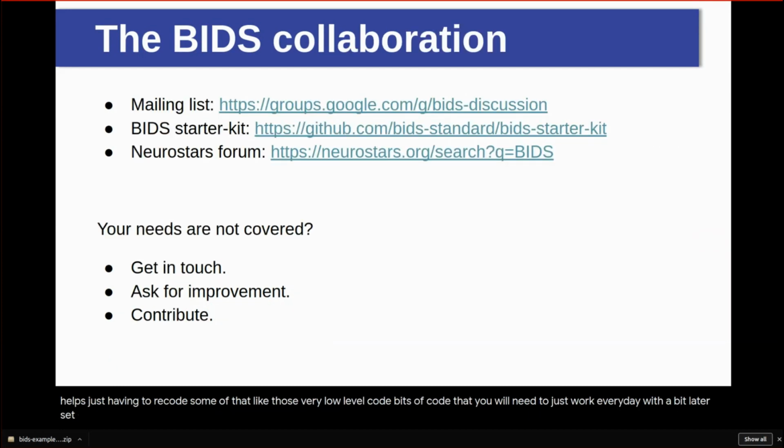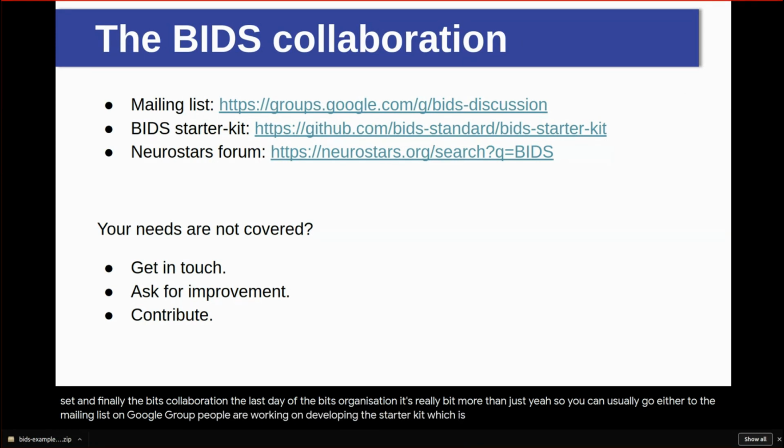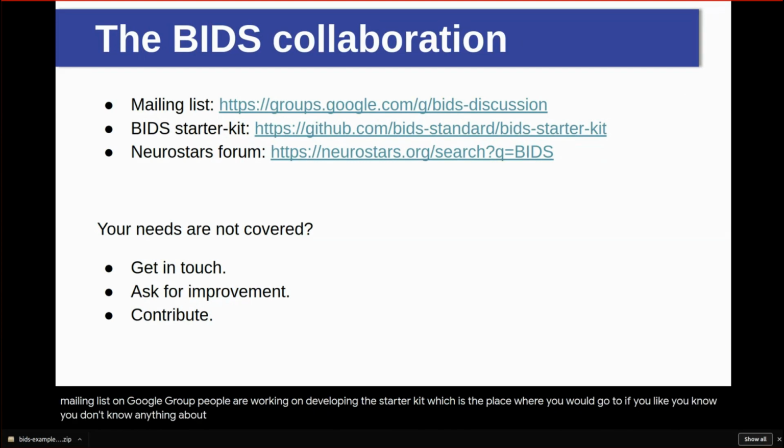And finally, the BIDS collaboration, the last pillar, I would say, of the BIDS organization. BIDS is just more than a data structure. It's also a community, and that's really about trying to help each other. So you can usually go through the mailing list on the Google group. People are also working on developing the starter kit, which is pretty much the place where you would go if you don't know anything about BIDS. That's why we try to keep all the basic information on how to get started there.